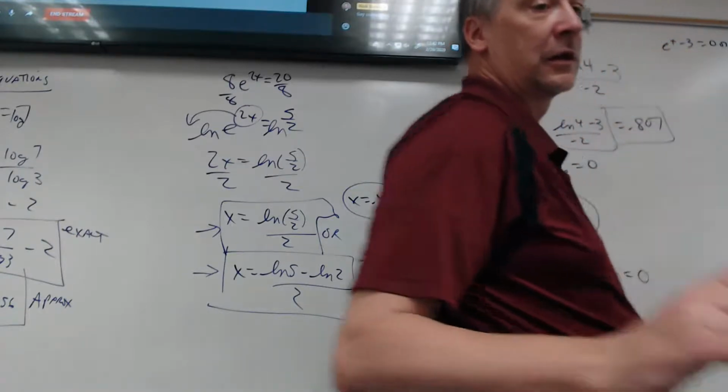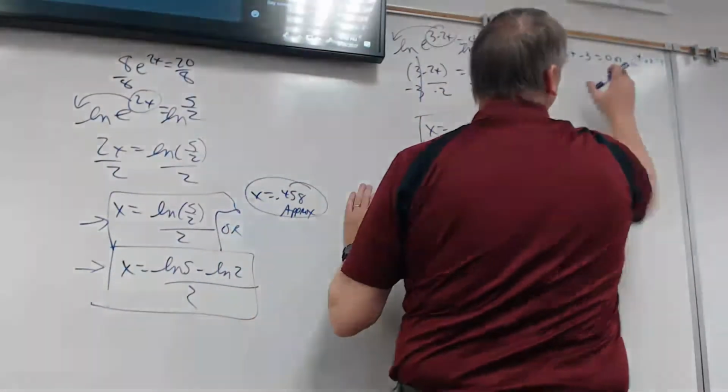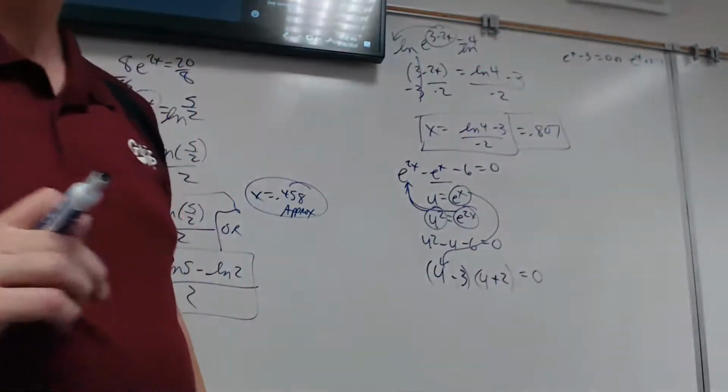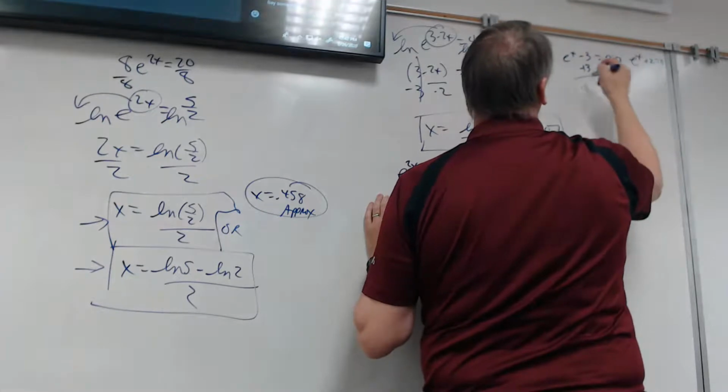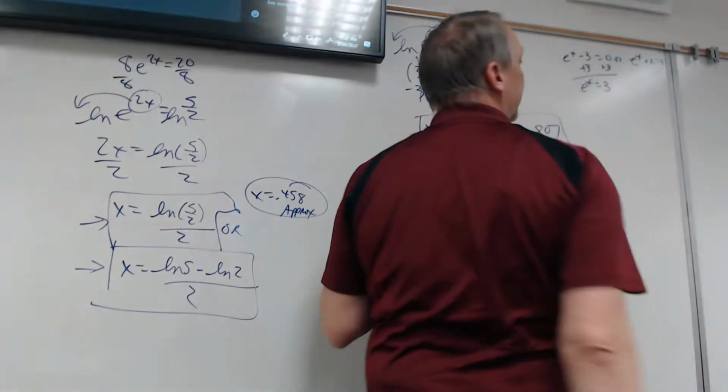Is it equal to 0? And then, e to the x minus 3 equals 0, correct? Then I would add 3. So e to the x equals 3. How do you solve that?